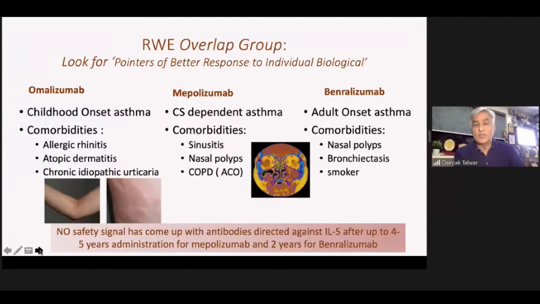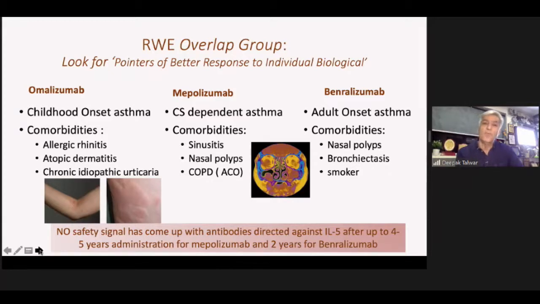So when we are at the crossroads, we need to look for pointers of best response to an individual biologic. Omalizumab: childhood onset asthma with comorbidities of allergic rhinitis, atopic dermatitis, and chronic idiopathic urticaria. Mepolizumab: corticosteroid-dependent asthma with comorbidities like sinusitis, nasal polyposis, or COPD. And benralizumab: adult onset asthmatic patients with comorbidities like nasal polyps, bronchiectasis, and smokers.